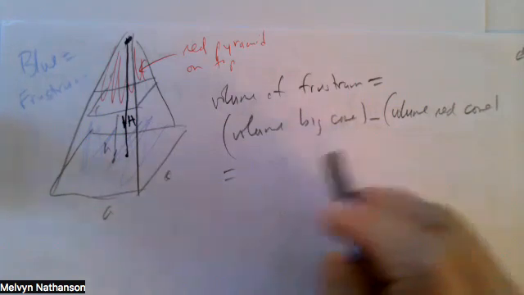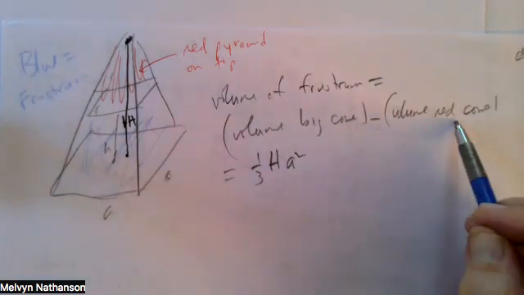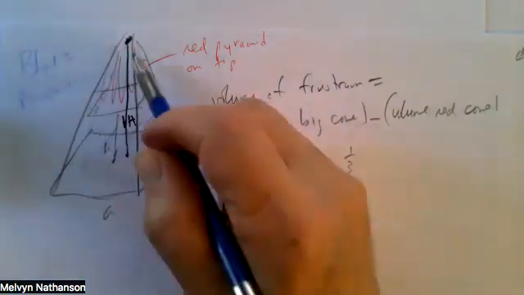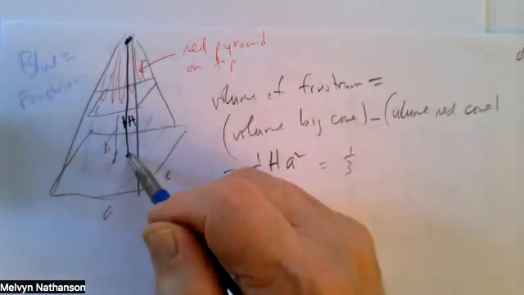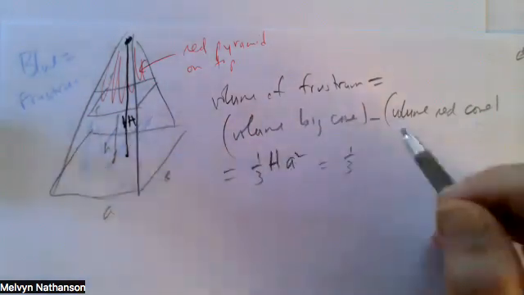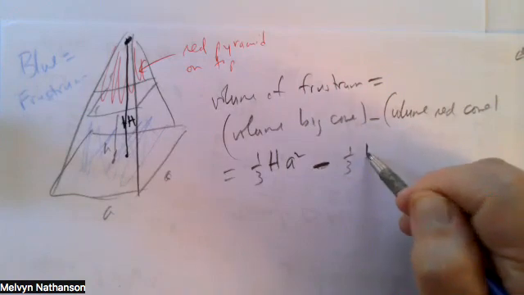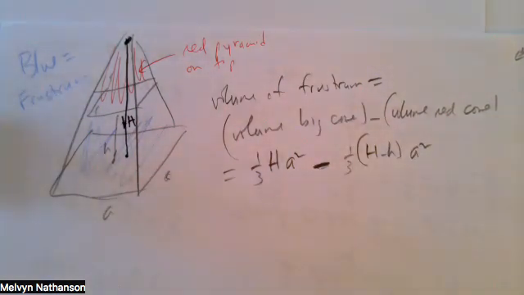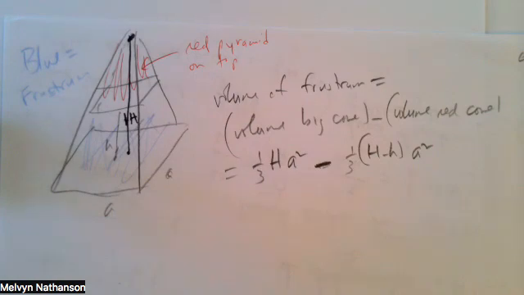The volume of the big cone is a third the height times the base. The volume of the little red cone is a third the height of the little red cone. That's actually going to be the height of the big cone minus the height of the piece that's left after you chop off the red piece. The volume of the red cone is 1/3 capital H minus little h, A squared. That's a simpler formula for the volume of the frustum. It's the volume of the big cone minus the volume of the little cone.